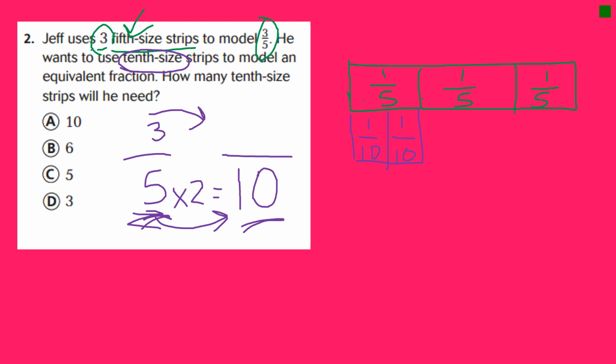Oh, these are not equal pieces, are they, guys? Sorry about that. Just use your imagination. These are all equal. No, they're not.